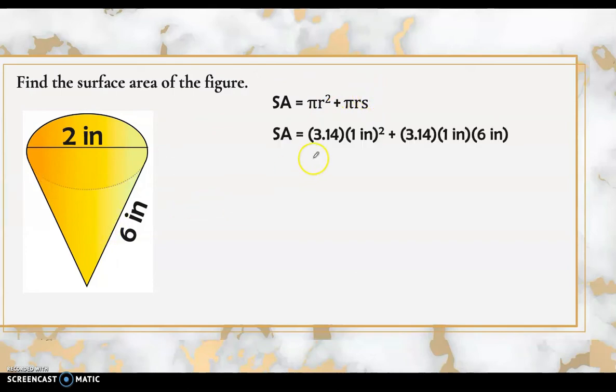So let's substitute. We have pi is 3.14 and the radius is 1 inch since it's half the diameter, which is 2 inches. So add it to 3.14 times 1 inch times 6 inches for its slant height. Then you simplify. So 1 inch times 1 inch is 1 square inch times 3.14, it's still 3.14. Then plus 18.84 square inches. Therefore, the surface area of this cone is 21.98 square inches.